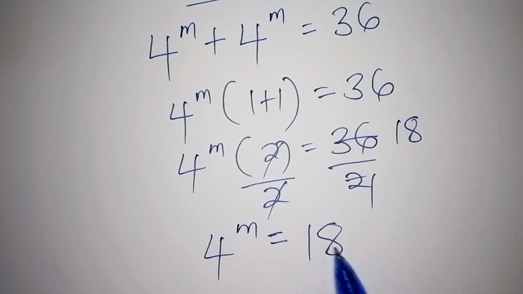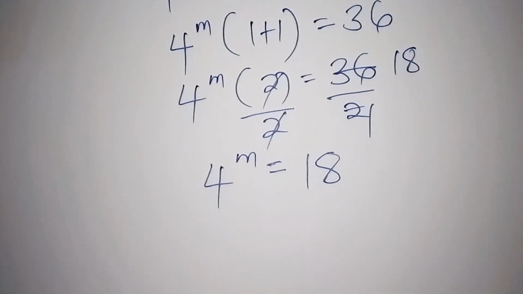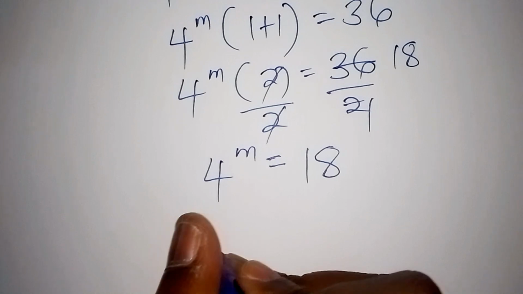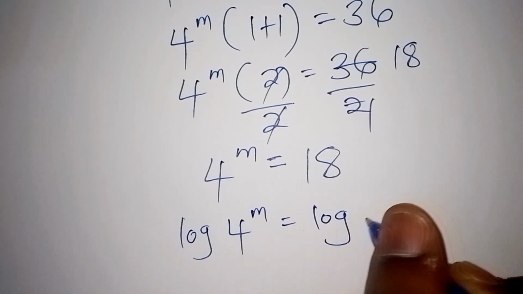Since 18 is a whole number, 4 is a base, and m is an index, it is impossible for us to express 18 to the base of 4. So what is left for us now is to introduce the log on both sides. In this case, we shall have the log of 4 to the power of m equals the log of 18.